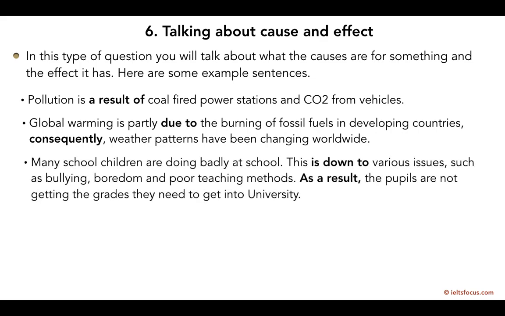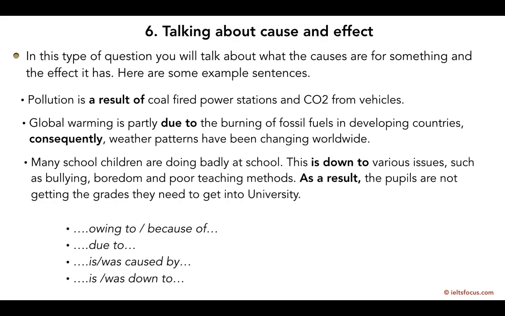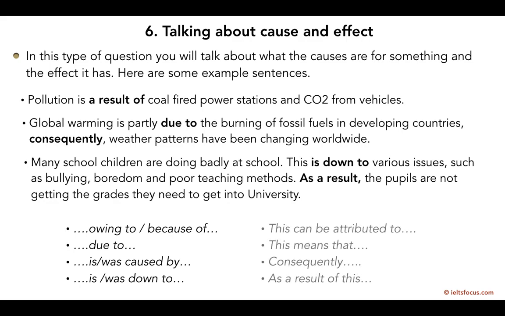Many school children are doing badly at school. This is down to various issues such as bullying, boredom, poor teaching methods. As a result, the pupils are not getting the grades they need. So phrases like, as a result of, due to, consequently, etc. Owing to, because of, or is caused by, was caused by for the past tense, is down to, or this can be attributed to. This means that this is when we start to explain the cause. This means that consequently, as a result of this.